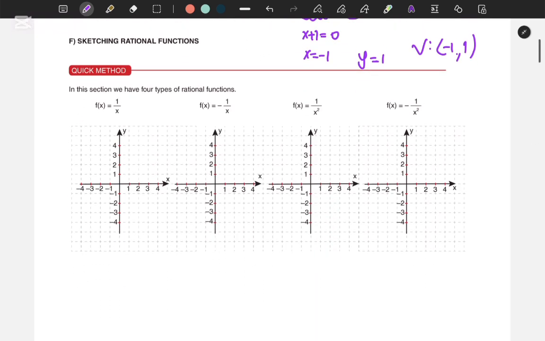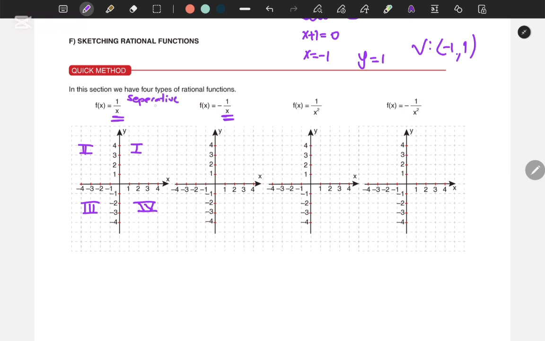And then the last one, sketching the rational function. In this section, we have the 4 types of rational function. Guys, pay attention. In the coordinate plane, I call this first quadrant, second quadrant, third quadrant, and fourth quadrant. If I have 1 over x, the denominator x to the power of 1, it means I have an odd power. If I have an odd power denominator, my graph must be a separated graph.